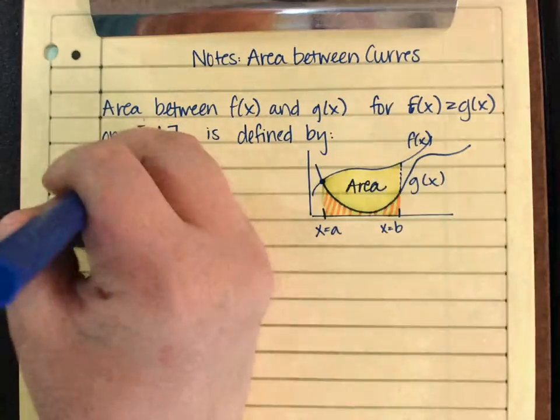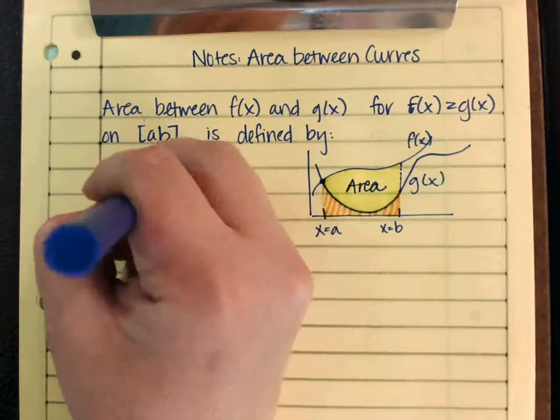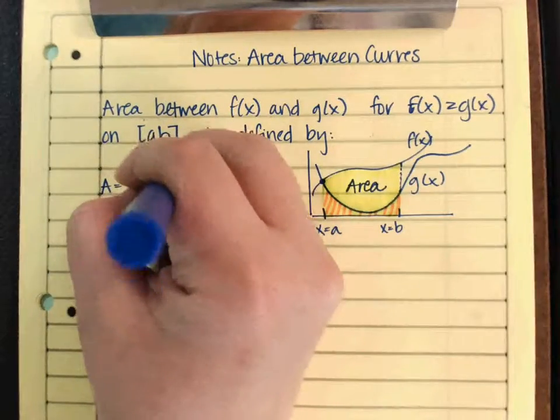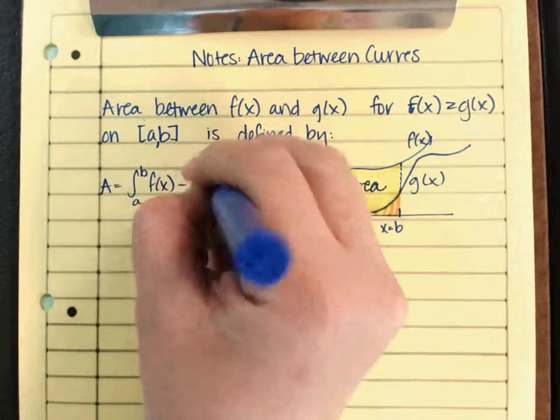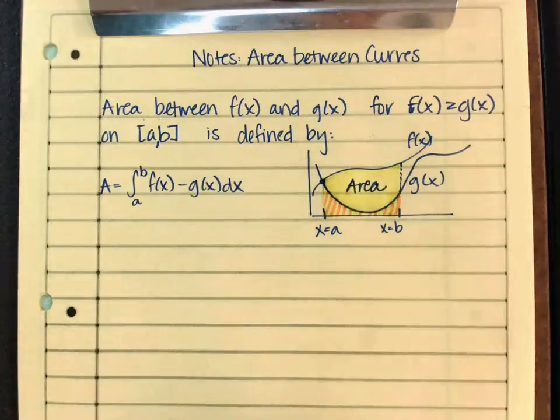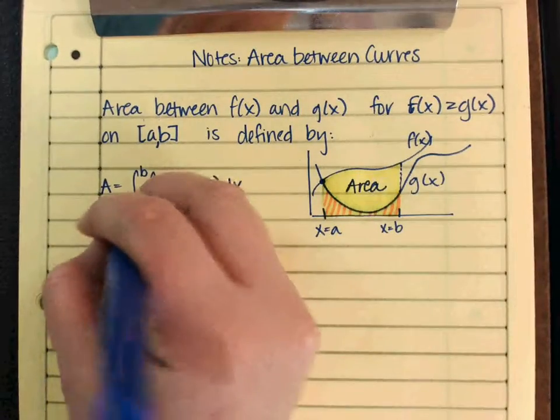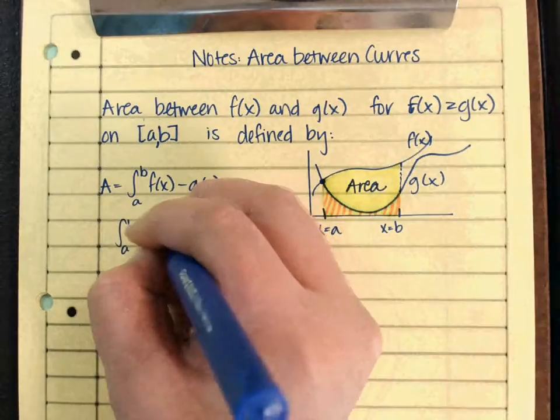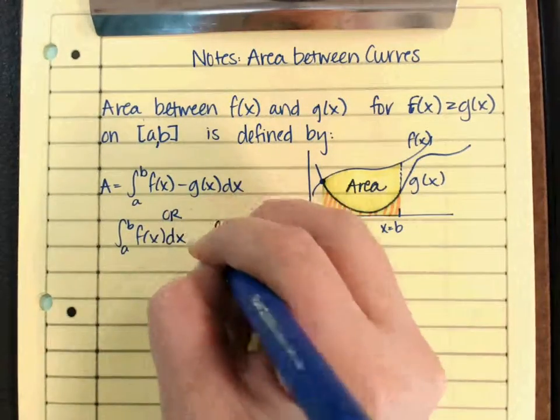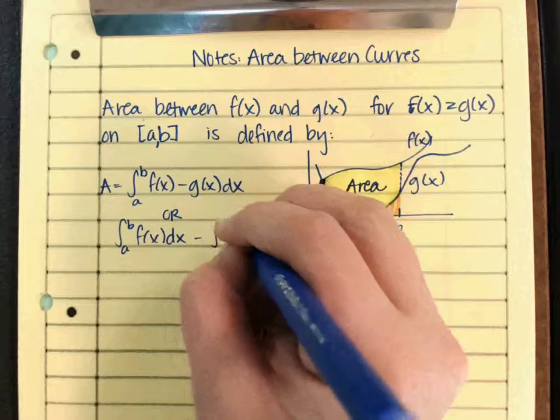So it would be area equals the integral from A to B of f of x minus g of x dx. Now you are also allowed to separate those integrals. A to b of f of x dx minus a to b of g of x dx.